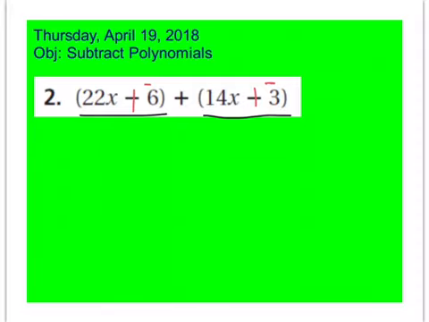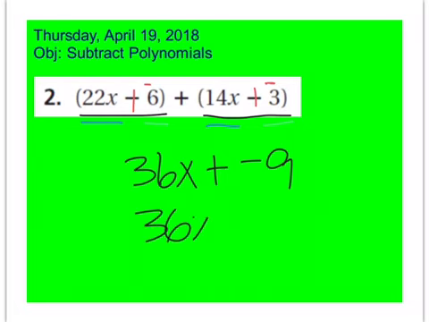So you'll notice we've got a 22x and a 14x that are alike. So we add 22 and 14. We end up with 36x plus, and then we look at the negative 6 and the negative 3. Again, we add those together and we end up with negative 9. So 36x plus negative 9 would be the simplification of this problem. Now it could also be written as 36x minus 9 because plus and negative is the same thing as minus.